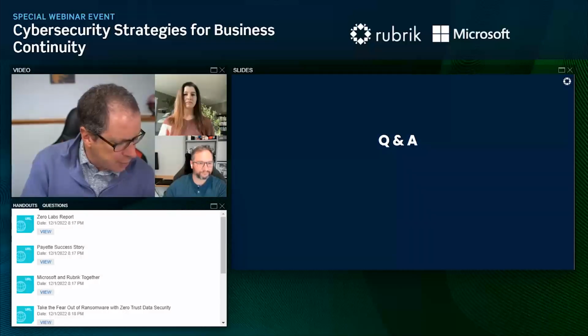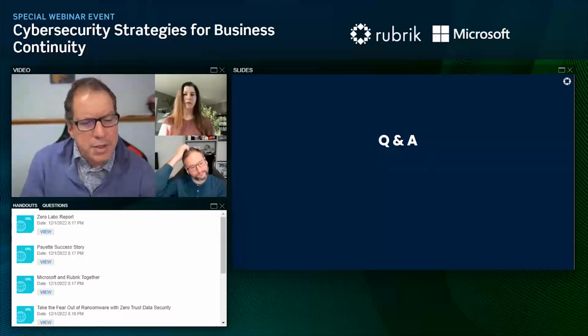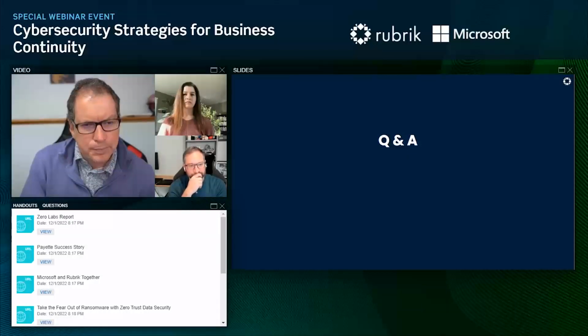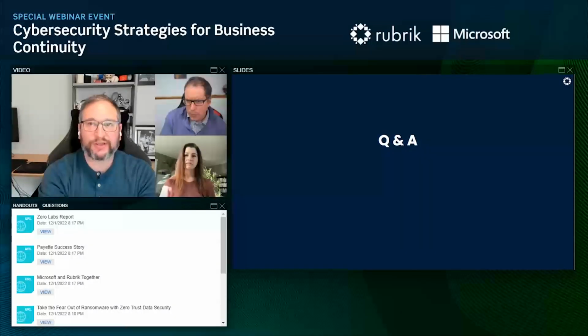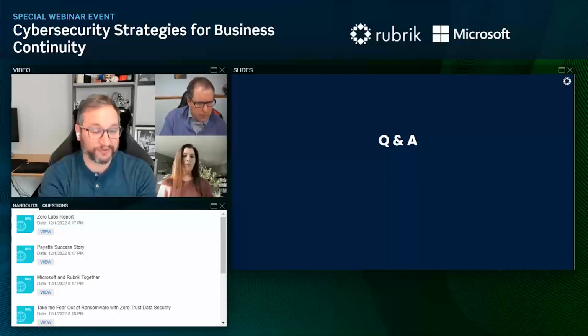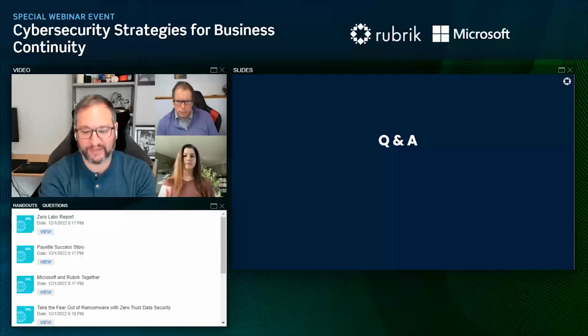Here's a first one. Why is it important to have an offsite secure vault as part of our BCDR plan? Yeah, I could take that one. As I talked about earlier, there are a couple of different components that are important to think about. One is making sure that you have a copy of your data that is immutable and safe, because the last thing that you want is an attacker being able to prevent you from recovering.